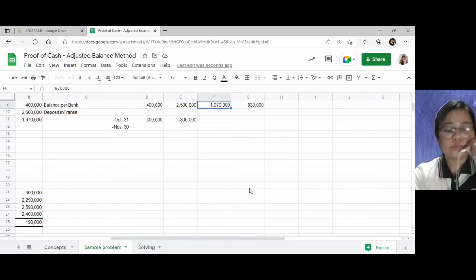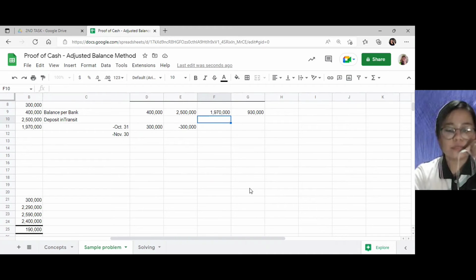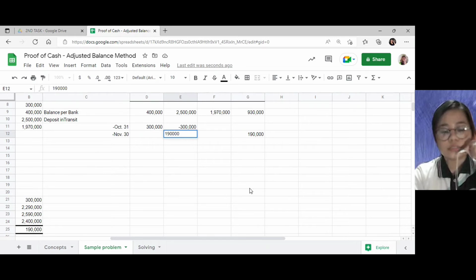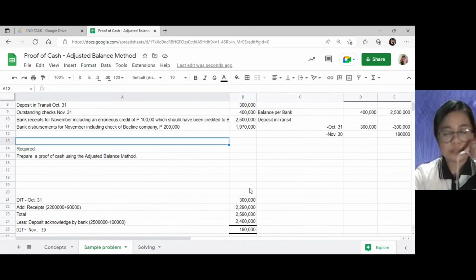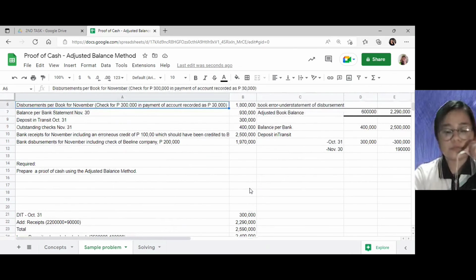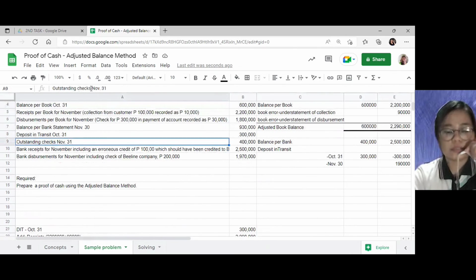So, your deposit in transit in November 30 ay 190,000. Okay, so if you're going to plot it here, we have here the November 30 deposit in transit, which is 190,000. So, i-add lang natin ang 190,000. Now, where is the effect of this? In the receipts pa or in the disbursement? So, probably the affected nito ay ang receipts. So, yung 2.5 na yan, hindi pa kasama dyan ang deposit in transit na 190,000. So, we have to include that in our bank receipts for us to reconcile in our records.